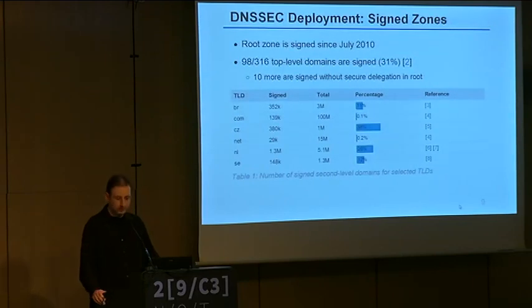Okay, what is the deployment status of DNSSEC? How many signed zones are there? First of all, the root zone is signed for 2 years. Then we have around 100 top-level domains, which are also signed, out of around 300.